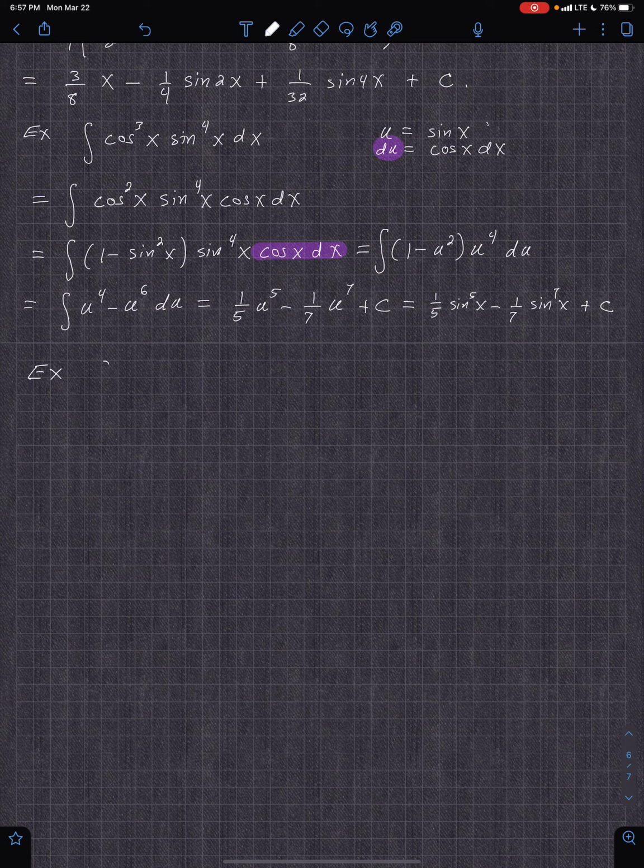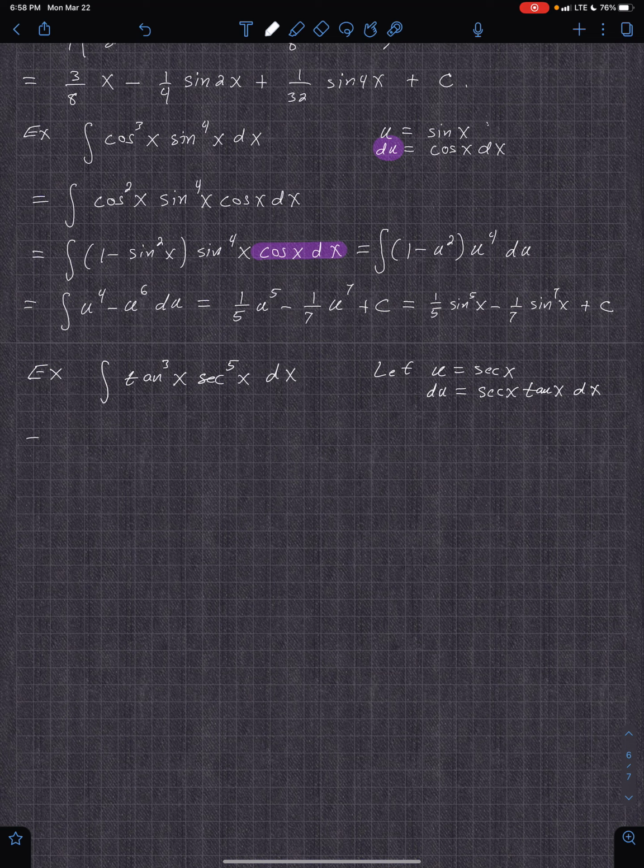Okay, so evaluate the integral of tangent cubed x secant to the fifth x dx. So if you choose your u to be secant x, then my du is secant x tangent x dx. So we want to look for a secant x tangent x to do the whole substitution. So again, you apply some identities here.